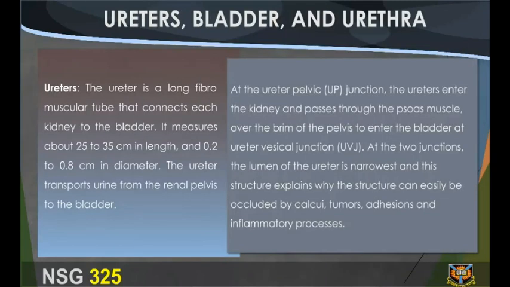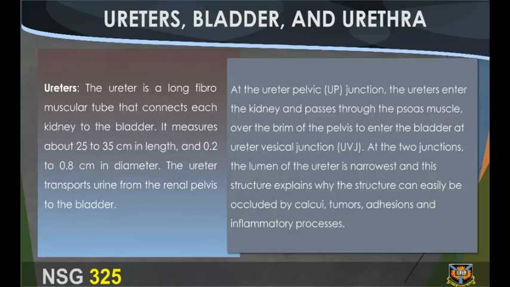Ureters, bladder, and urethra. Ureters. The ureter is a long fibromuscular tube that connects each kidney to the bladder. It measures about 25 to 35 cm in length and 0.2 to 0.8 cm in diameter. The ureter transports urine from the renal pelvis to the bladder.